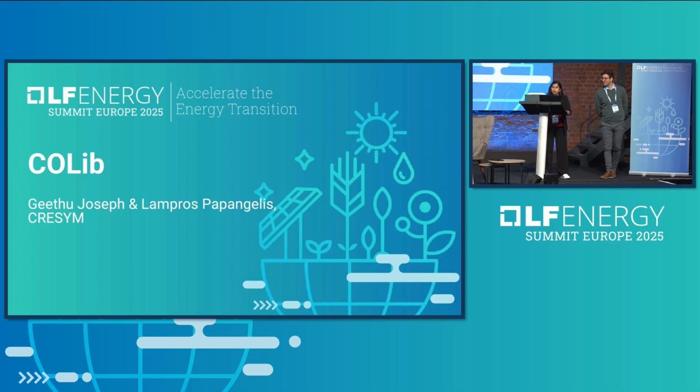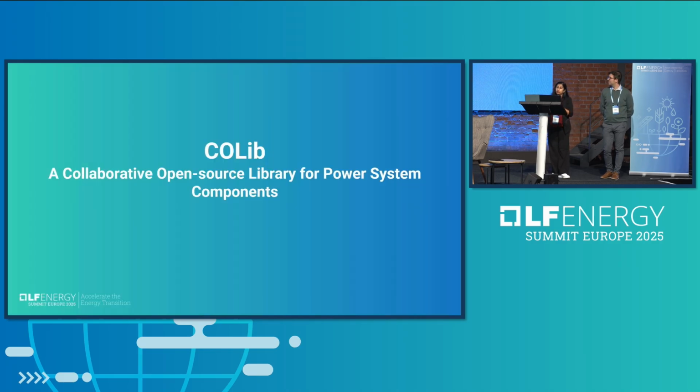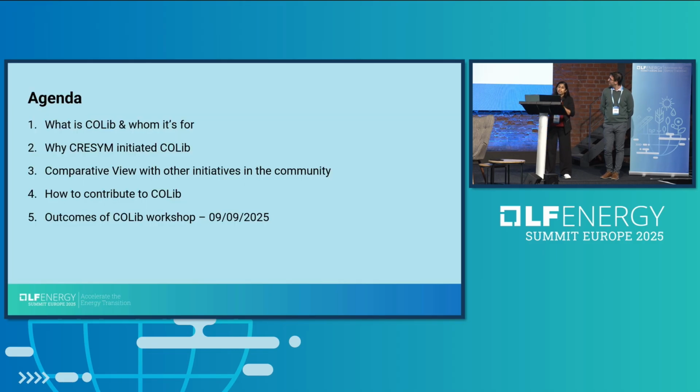I'm Geethu Joseph. I work as an IT asset and project manager at CRESYM, and with my colleague, Lampros Papangelis, who is a scientific advisor. So here in the session, we talk about COLib. It's a collaborative open source library for power system components. In the session, we will be covering what is COLib and whom it's for, and why CRESYM initiated COLib. And we give a comparative view with other initiatives in the community and how to contribute to COLib. And we had a COLib workshop yesterday, so we would like to share the outcome of the COLib workshop.